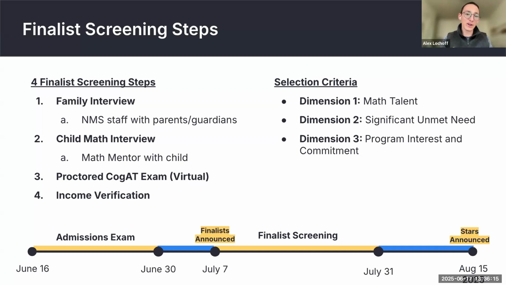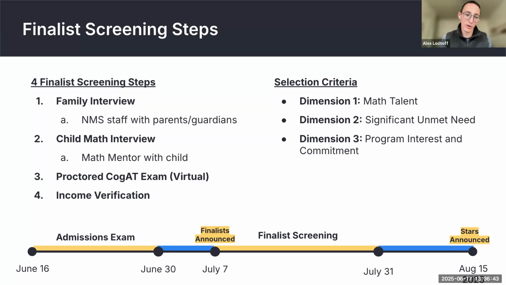To select finalists, is there a cutoff score for how well kids do on the initial assessment? Not one that we have set right now. We're going to look at all of the results as they come in, and we're going to select the 400 students that we feel, based on performance and evidence of math talent, need, interest, and commitment, are the best fits to move forward. I will say with 6,000 applicants, this is going to be very competitive.